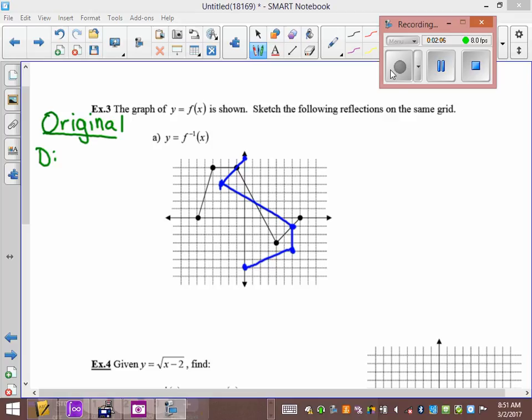Our lowest x is negative 6. Our highest x is 7, right? So if we do set notation, it's going to be x such that negative 6 is less than or equal to x is less than or equal to 7, x in the reals. If we do it in interval, it's between negative 6 and 7, and because it's equal to, you get a square bracket on the 6, and because it's equal to, you get a square bracket on the 7.